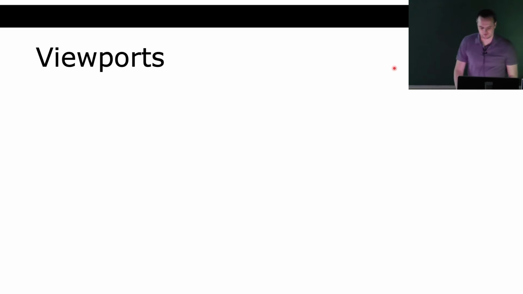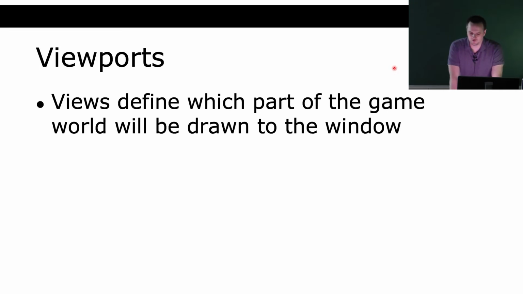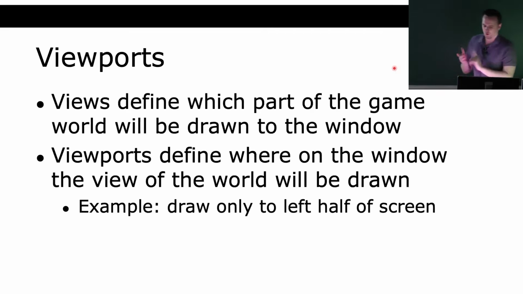The last thing I'll talk about, I think, are viewports. So views define which part of the game world will be drawn to the window, right? That is like the dimensions of the window when you're looking outside. But a viewport defines where on the window the view of the world will be drawn. So that's almost like where on the wall the window is, okay? For example, I could draw only on the left-hand side of the window if I wanted to.